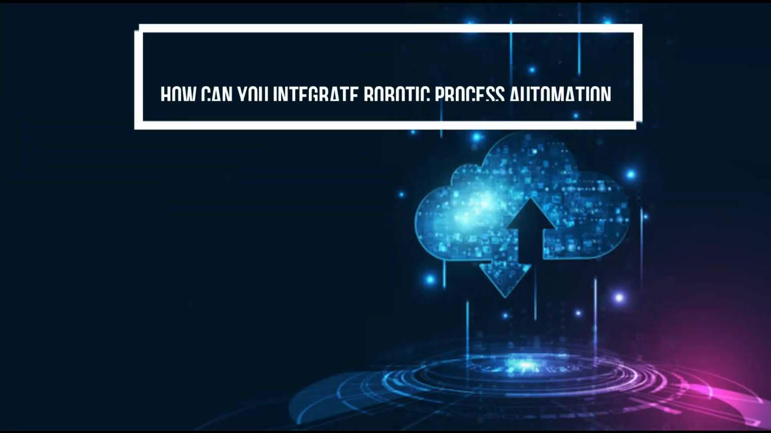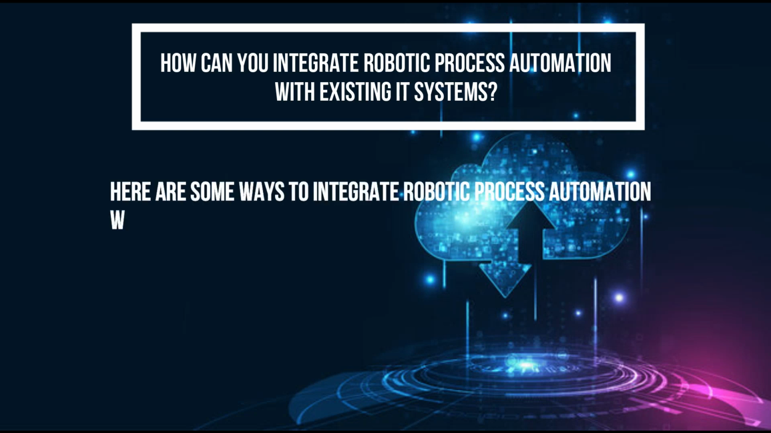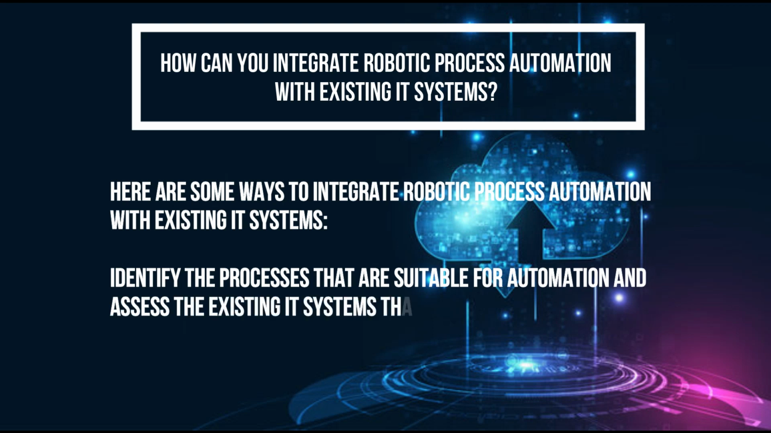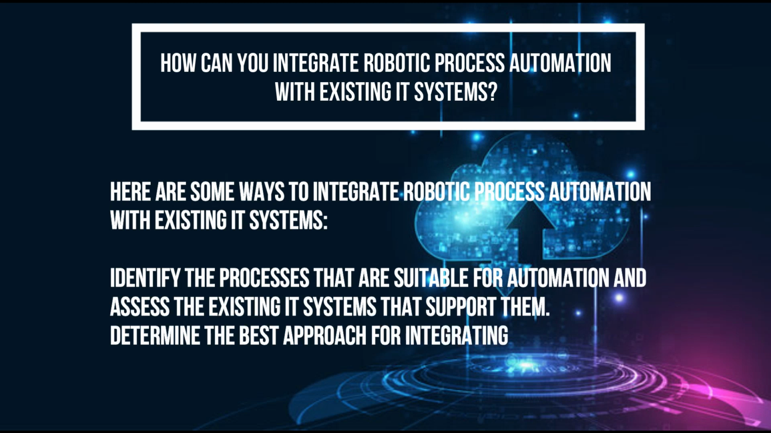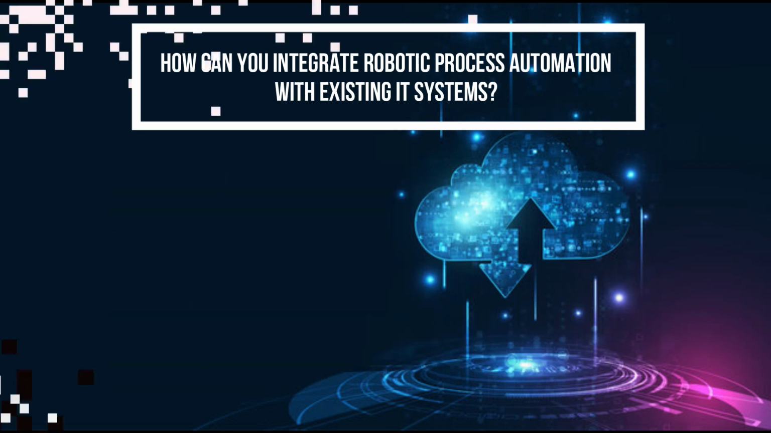How can you integrate robotic process automation with existing IT systems? Here are some ways to integrate robotic process automation with existing IT systems. Identify the processes that are suitable for automation and assess the existing IT systems that support them. Determine the best approach for integrating RPA with the existing systems, whether through APIs, connectors, or other methods.